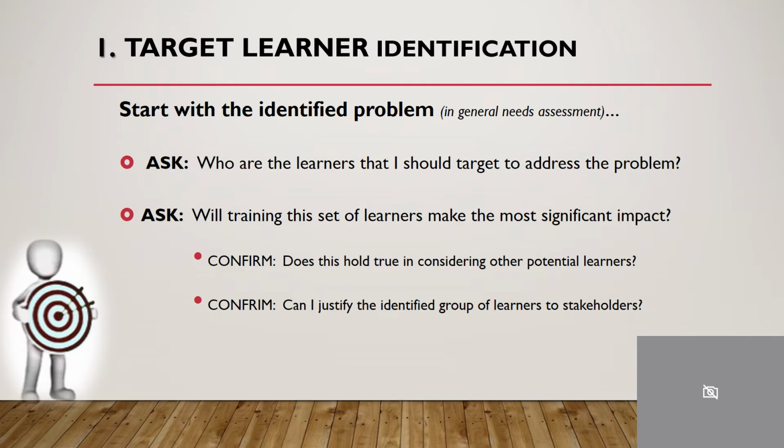From there, you'll ask another question. Will training this specific set of learners make the most significant impact to the problem identified? Is that the case for yours? And if so, can you confirm, does this hold true in considering other potential learners that you could have identified or that are related to this problem from your general needs assessment?